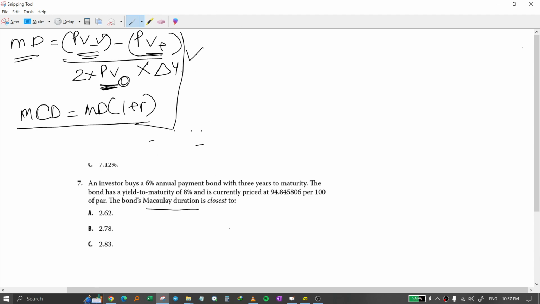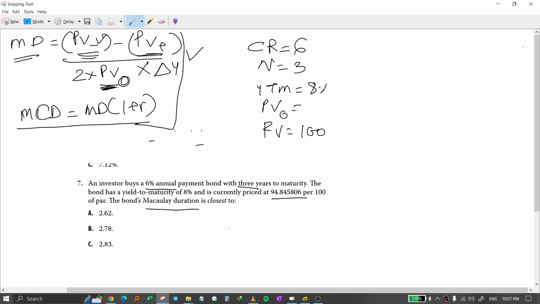We have a 6% annual payment bond, a 3-year bond. So if we put in our calculator, coupon rate as 6, N as 3, and your YTM as 8%, you will get PV. Also, the notional or face value or future value is 100. So you will get your PV as 94.8. Right? This is what you're going to get.